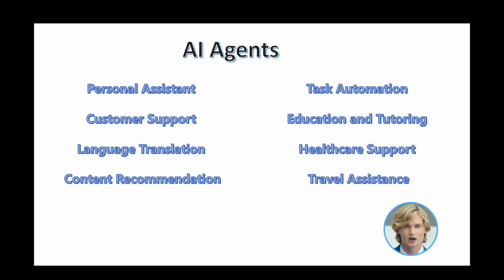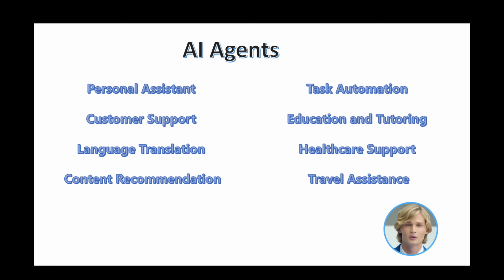3. Language translation. The AI agent plugin could serve as a language translator, facilitating real-time translation between different languages during chat conversations. 4. Content recommendation. By analyzing user interactions, preferences, and historical data, the AI agent can offer personalized content recommendations, such as articles, videos, products, or services. 5. Task automation.